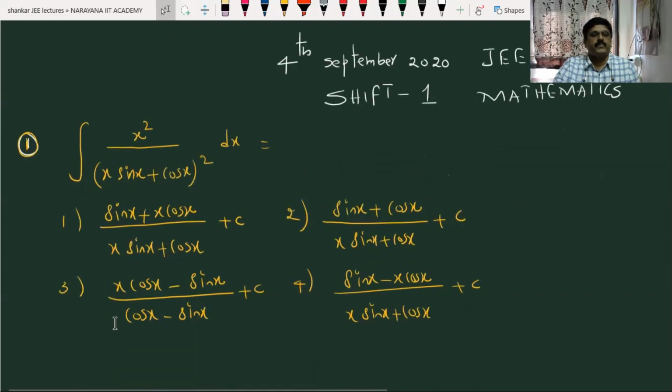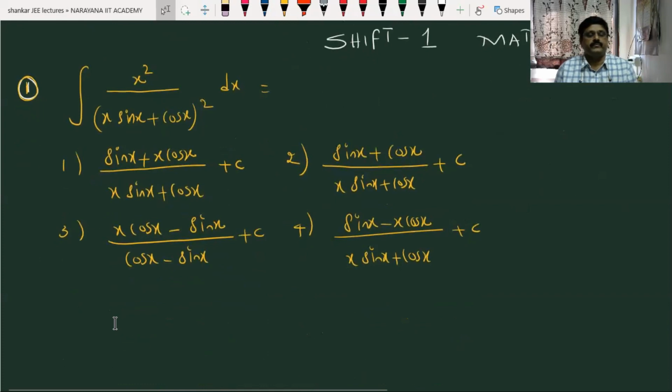Now see the first question. Integral x square upon (x sin x plus cos x) whole square dx. This problem has a simple twist kept in it, students, regarding integration by parts. So how to crack this problem, carefully you see.